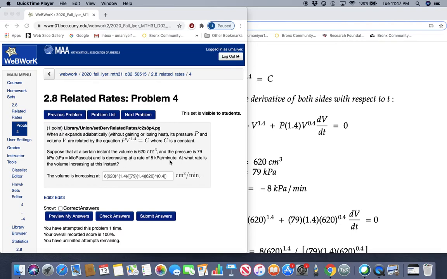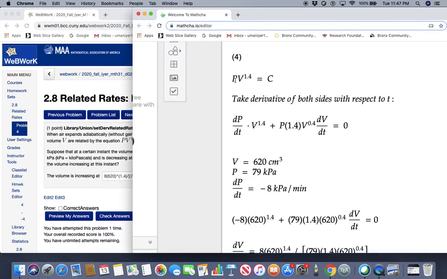And it is decreasing at 8. So pressure is decreasing at 8 kilopascals per minute. At what rate is the volume increasing? You're told this relation. This is all happening with respect to time.